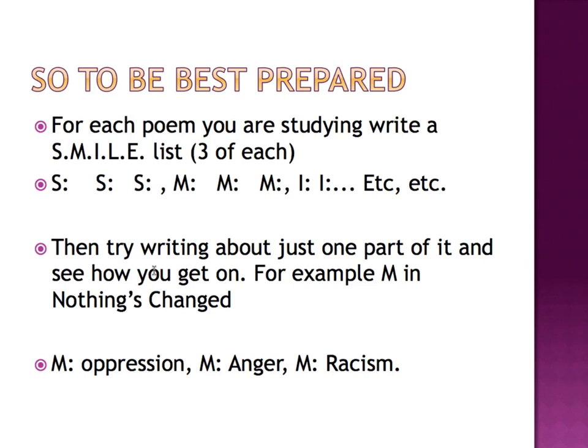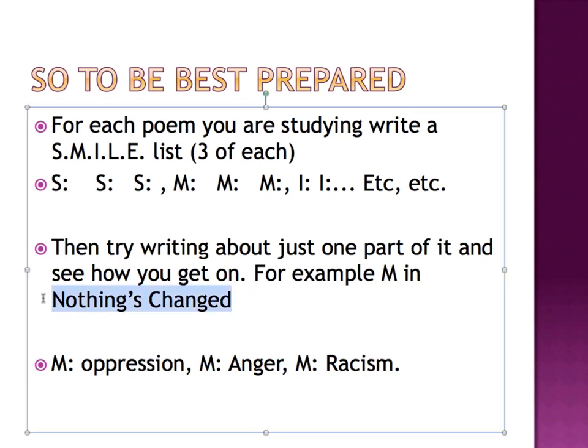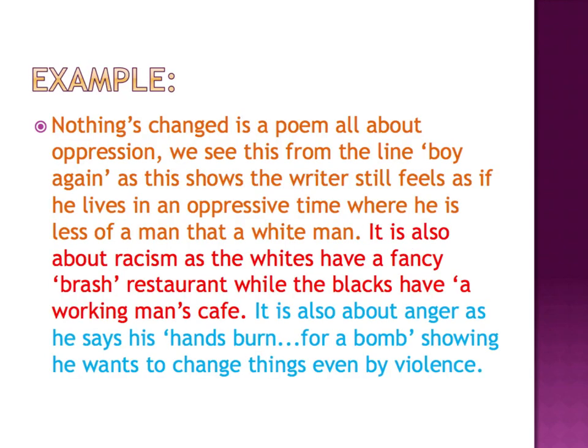So we'll be looking at it now for Nothing's Changed, another of the poems in the anthology, and some of the simple things it can actually be related to is oppression, anger and racism, and they all come out. So with simple writing, if the question is just about meaning, then we might want to write something like this. This is linking all 3 of the meaning points together in one.